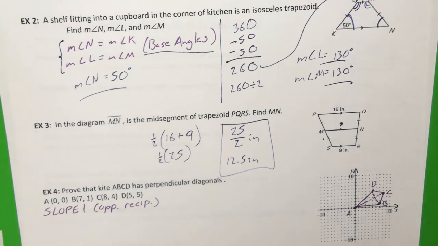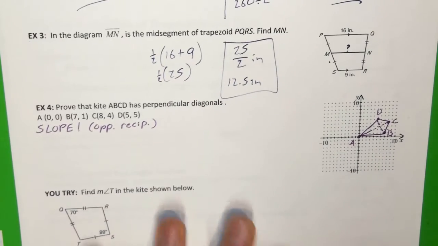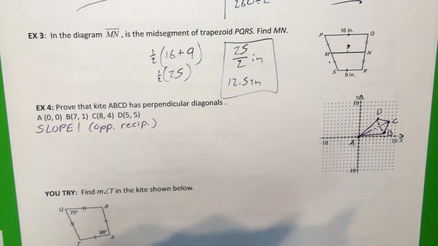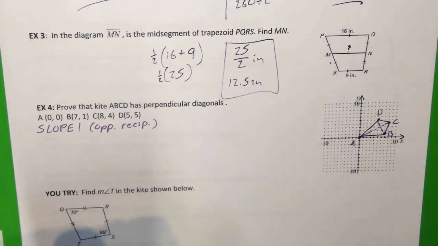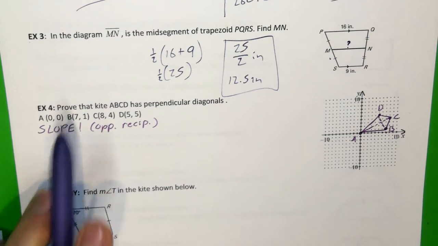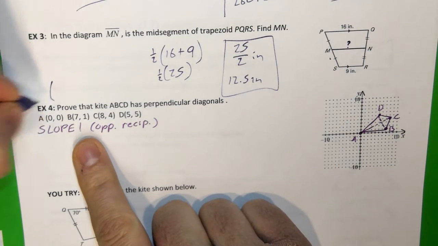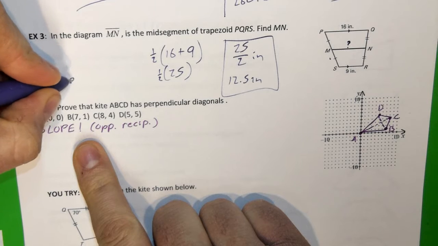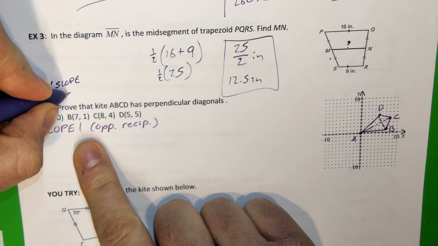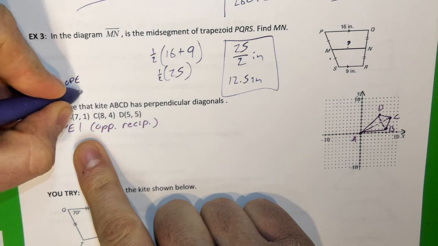Let's do another problem with a kite. This one says to prove that the kite has perpendicular diagonals. So we've got a couple of diagonals, and we want to try to write a proof. Now remember, whenever it says proof, that's code for you to do one of two things. Looking at slope is going to be really important, or looking at the distance formula is going to be really important as well.